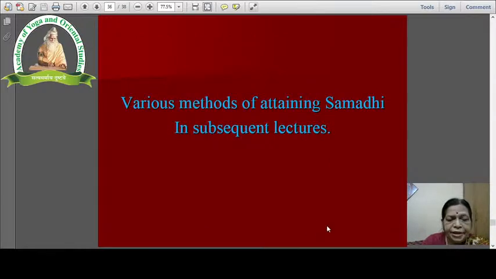There are various methods to attain Samadhi. In the subsequent lectures, we will be discussing all the methods of attaining Samadhi.